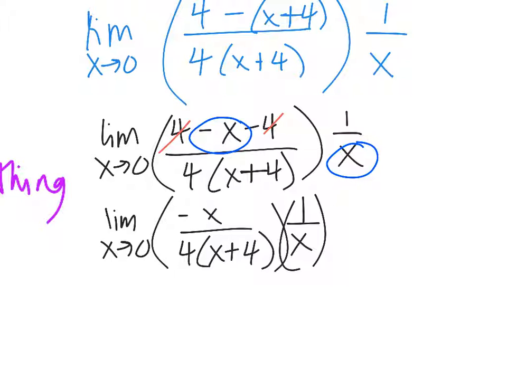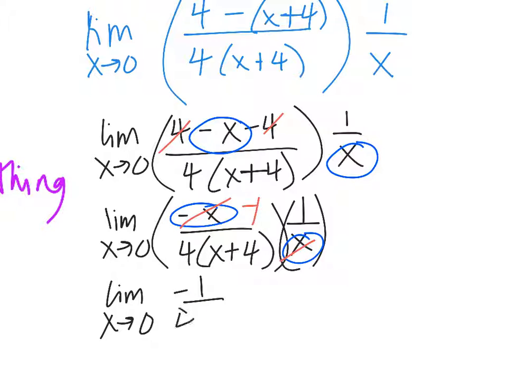So, like I just said, we have this negative x on top and we have this x on the bottom. They can cross-reduce, right? To get a negative 1 on top. The reason it's negative 1 is because it's a negative x. Negative x divided by x is negative 1. So I have the limit as x goes to 0 of negative 1 over 4 times x plus 4.